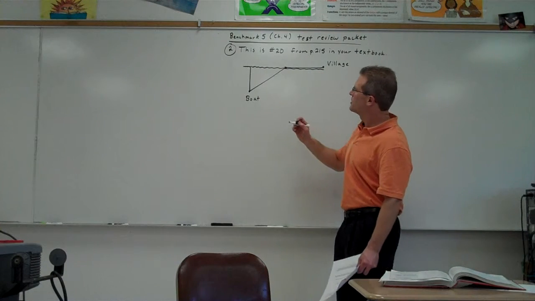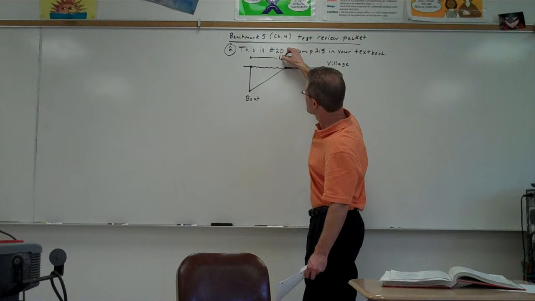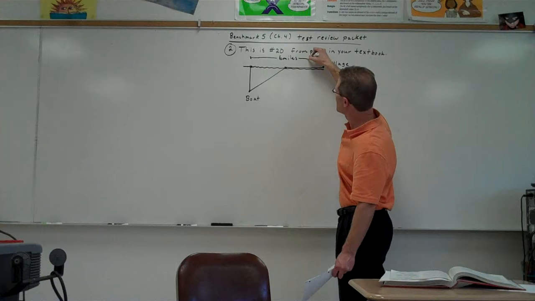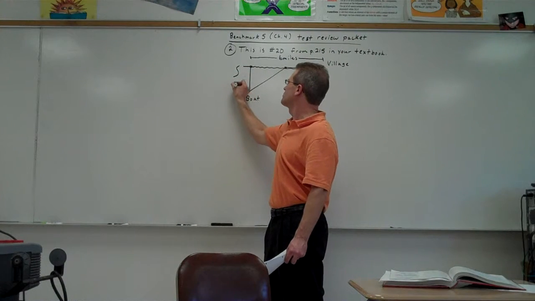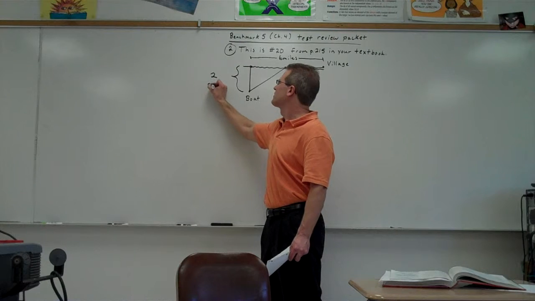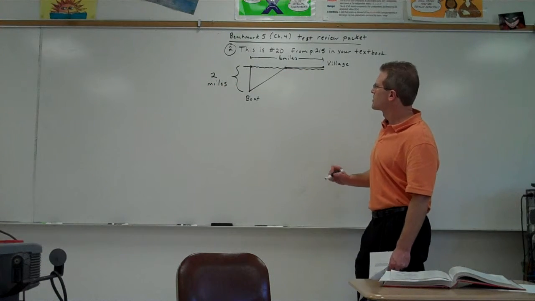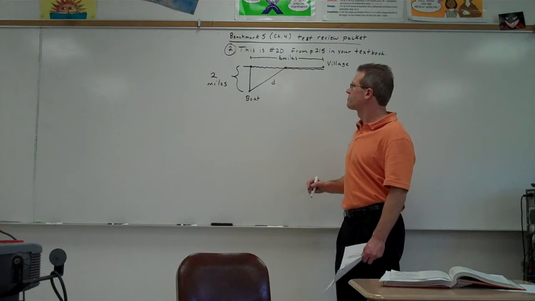All right? And it tells us that this distance right here is 6 miles. The village is 6 miles down the shoreline. It also tells you that she's 2 miles offshore. Her boat is 2 miles offshore right now. We're going to call this distance D, this diagonal distance.